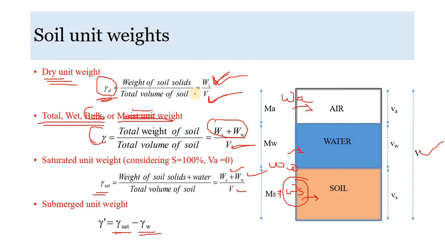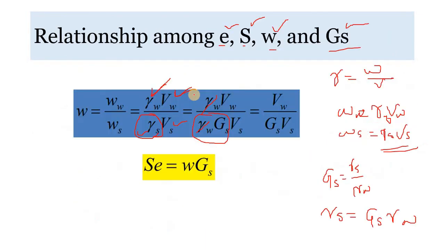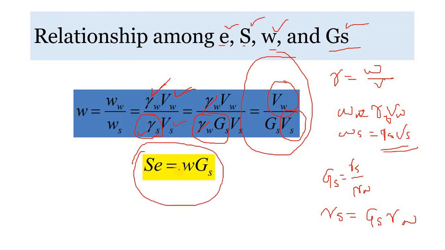Okay, so this volume of water to the volume of soil. Whenever we calculate all this, we will get this relationship: saturation into void ratio is equal to water content into specific gravity, that is S e equal to w G.